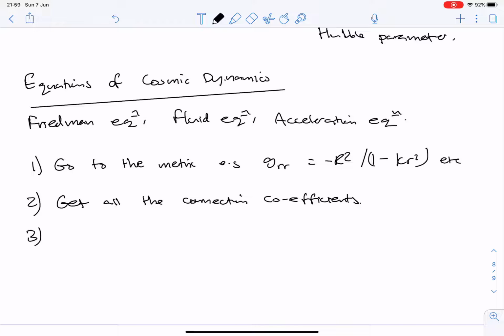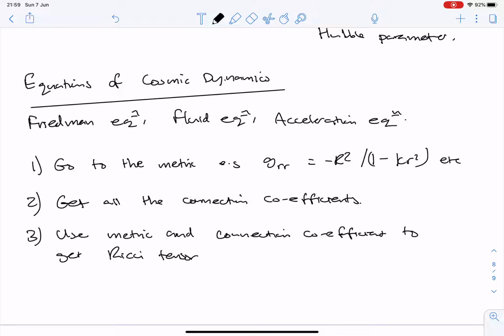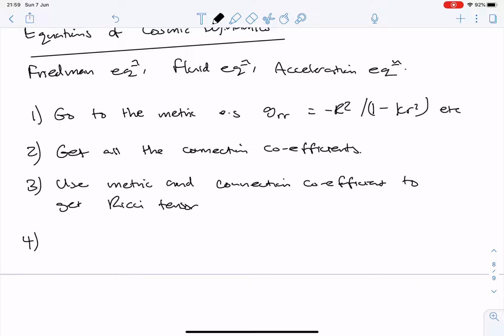You can use the metric and those coefficients to get to the Ricci tensor. And then you can use that Ricci tensor in combination with the actual field equations to get differential equations that give you the scale factor, the fluid density, etc. And remember, you've got the field equations which give you T alpha beta for a perfect fluid.